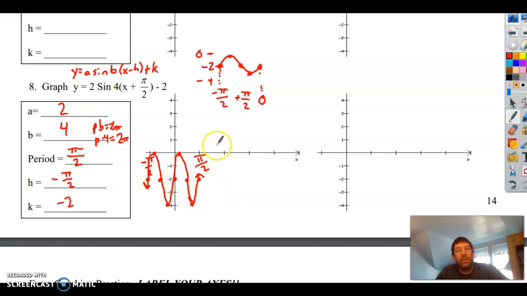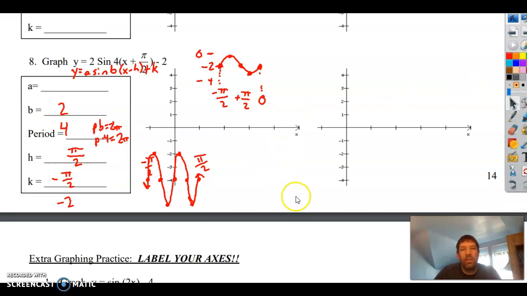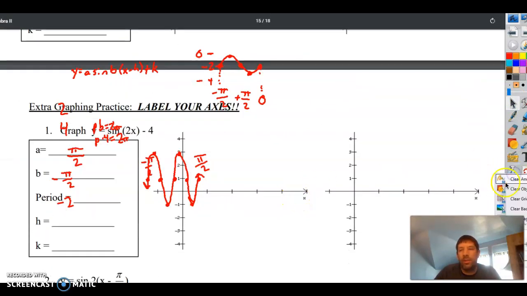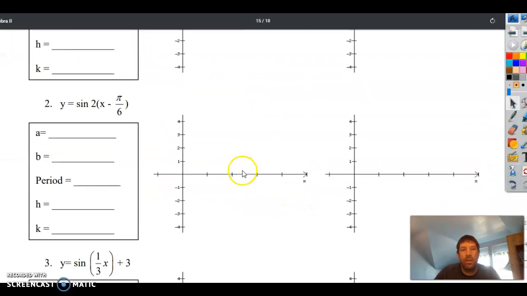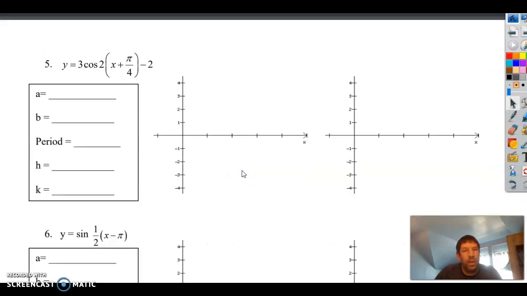Okay. So we could keep drawing cycles if we wanted to. But usually I only need to see 1 or 2 cycles from you. Okay. So that is an example of how we could use an equation and the a, b, h, k values and the period length to help us graph it. Now we're going to take a look at a cosine equation. Okay, so I'm just going to clear that, and I'm going to come down here to a cosine equation.